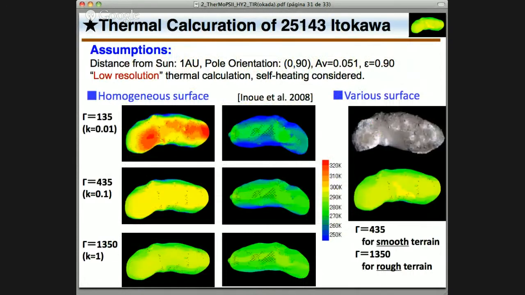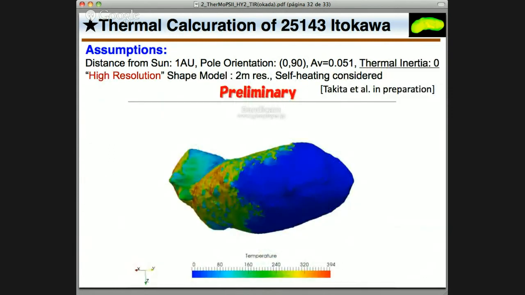Then the model for the irregular shaped case of the asteroid. This is the lower resolution asteroid model. This thermal calculation, with one-direction heat transfer modeling, is something like that for the Itokawa case. And recently, a more detailed calculation has been done with a 2-meter, very high resolution shape model. But actually, it is very preliminary. It has the function of one-dimensional heat transfer modeling, but in the calculation it is assumed there is no heat transfer into the interior.